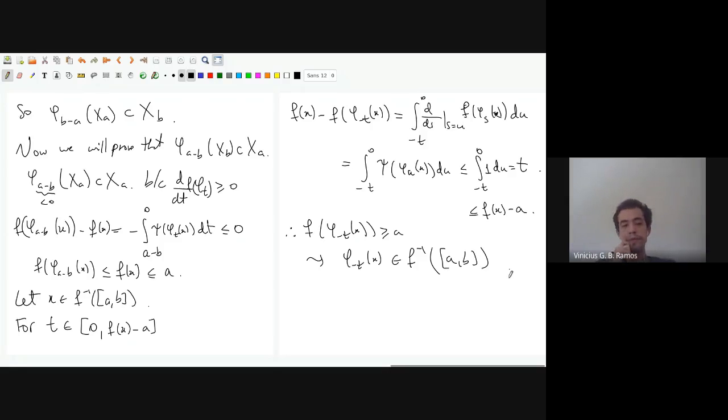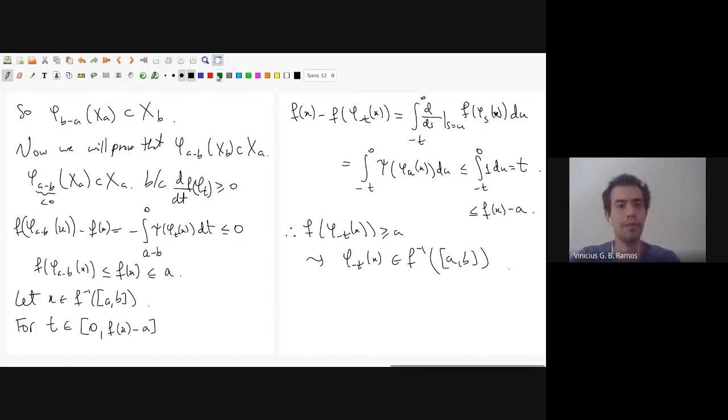I know by this first argument that this is still less than or equal to b, because when I apply the flow for a negative time, I have to be going down. But the point is that I can't go down too fast because I have this bound that the psi, the derivative of f, is bounded by 1 above. So it's bounded by 0 below, and it's bounded by 1 above. So I have to always be going down with the negative flow, but I can't be going down too fast. So that's what I'm doing.